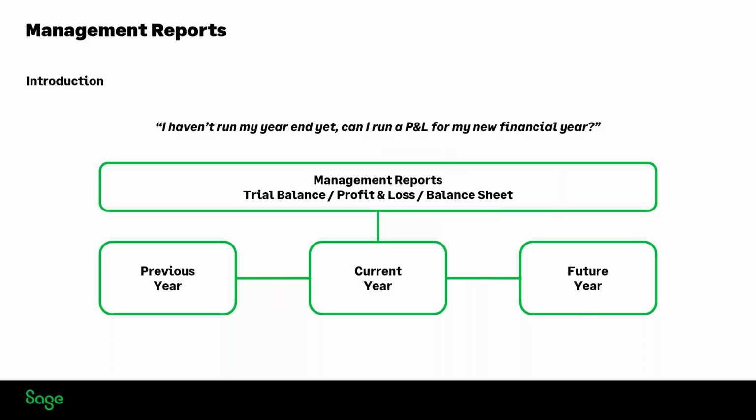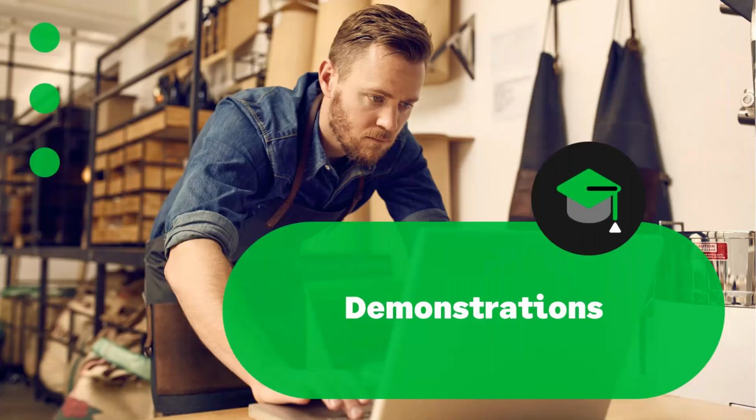Yes, we could talk about the trial balance and the balance sheet as well, but I'm going to concentrate today on the profit and loss. That's generally what people are after. I need a profit and loss for my new financial year, and I haven't run that year end yet. So that's what we're going to concentrate on today, the P&L, and discuss the options that you have available for it. Similar options are obviously available for the trial balance and the balance sheet, but we're going to look at the three different financial years.